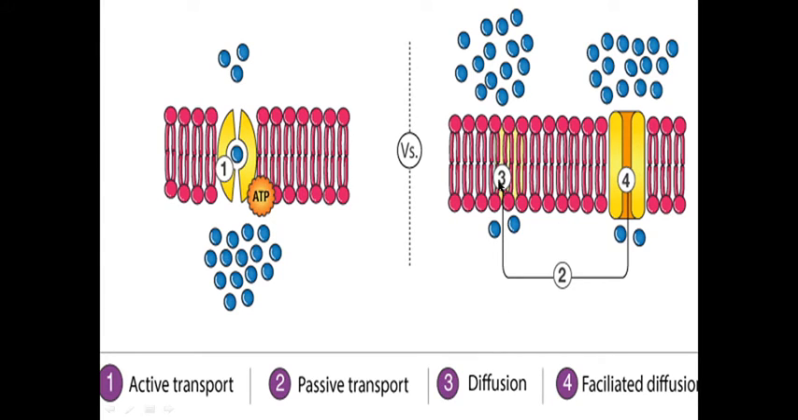Number three indicates the diffusion. Through diffusion, the ions and molecules move across the membrane. Diffusion means the movement of particles from higher concentration towards the lower concentration.